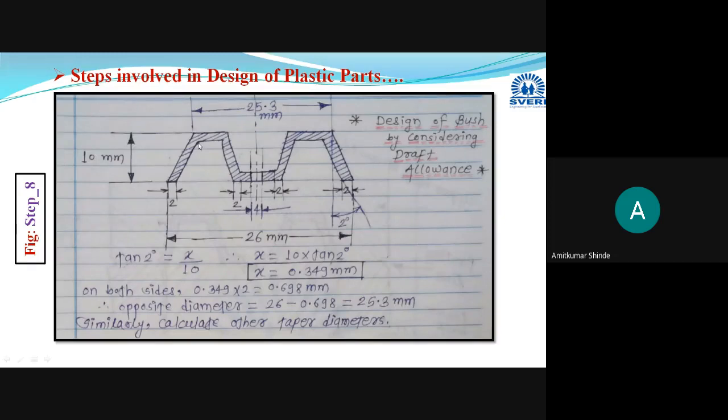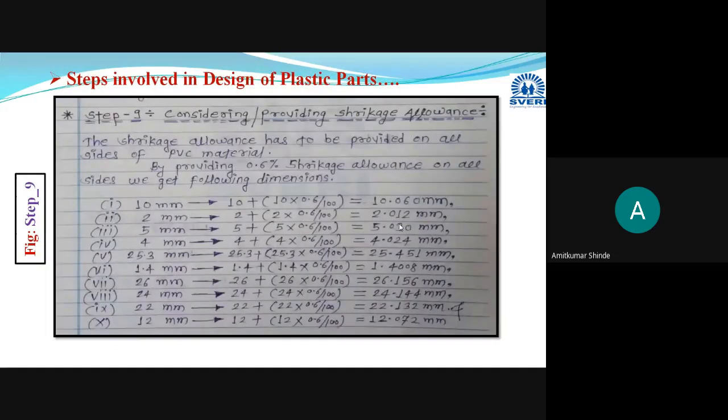So this is your final design. Now, in the next stage, that is providing the shrinkage allowance, as we have considered the polyvinyl chloride material, for each dimension you have to add the shrinkage allowance. As PVC material is there, the shrinkage allowance is within the range 0.5 to 0.7%, and the average value we are considering is 0.6%. For each dimension you have to provide the shrinkage allowance.